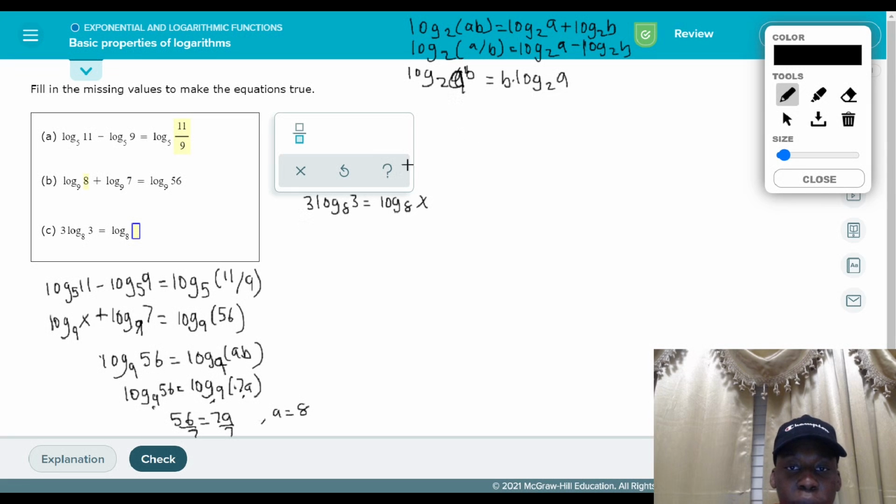When it's in this format, the log remains the same, but we set the b as an exponent here. So the b becomes the exponent, and a becomes the base. That means we're going to set this number as the power up here and set this 3 as the base. So this becomes log 8 to base 3 raised to the power 3, which equals log 8 is 27.